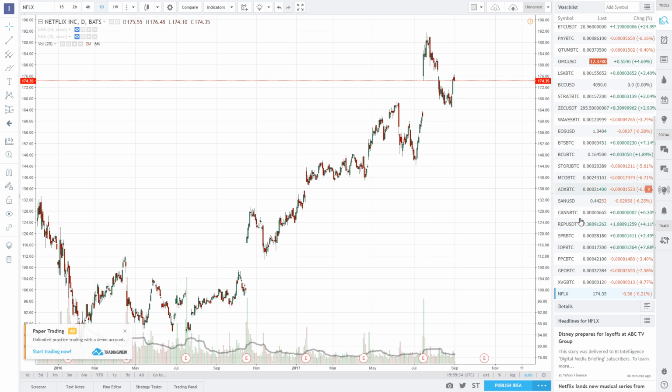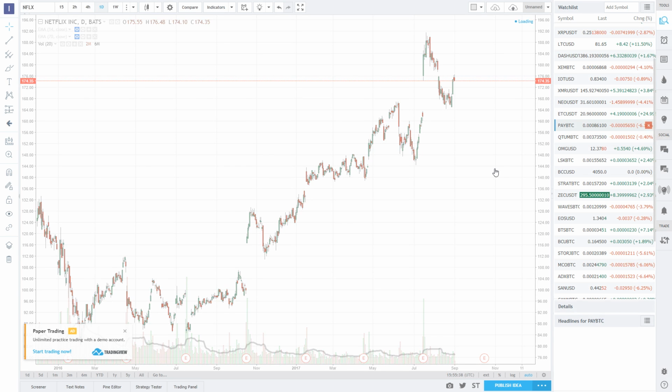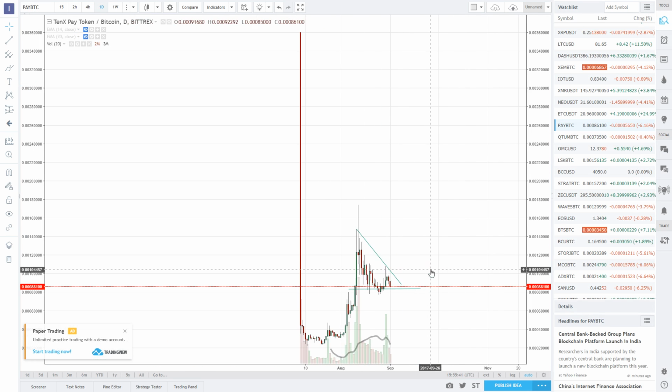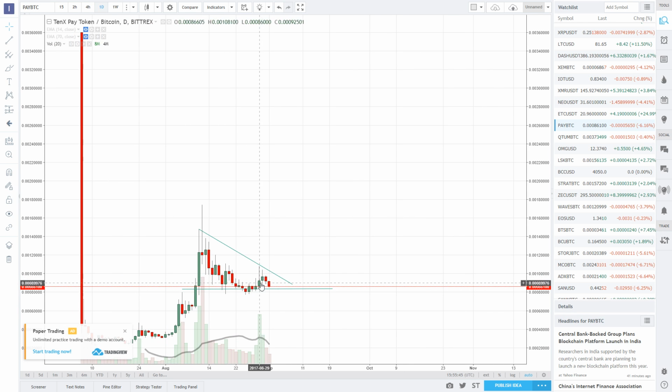my whole point in doing this particular exercise, let me get back to my Pay here. This breakdown in Pay that we just witnessed isn't necessarily a breakdown. It's a very short-term loss for me. It is a consolidation for the next move up. This is going to move up. All of these are going to move up in time.